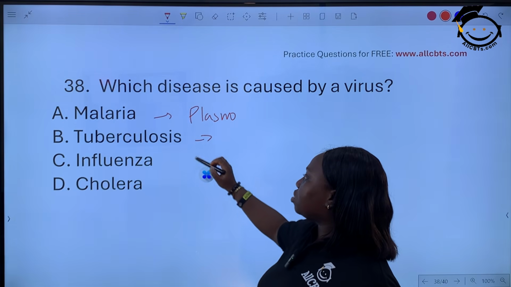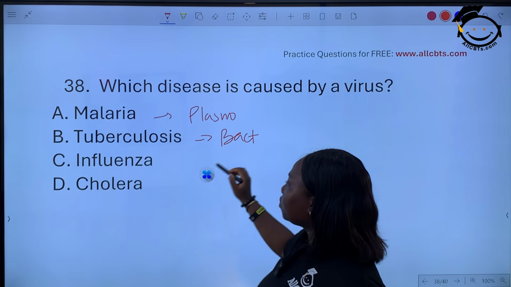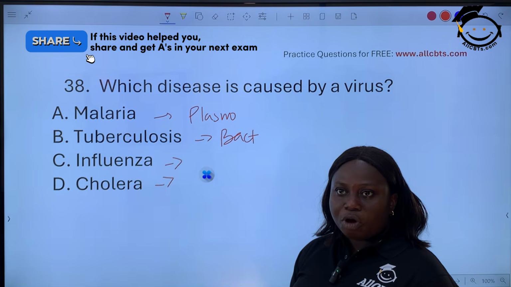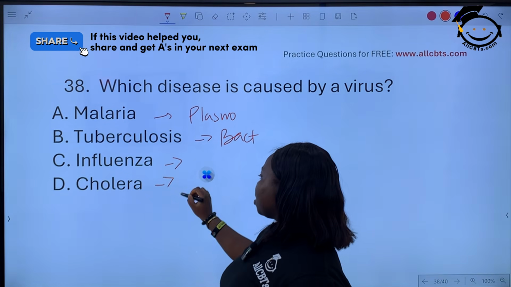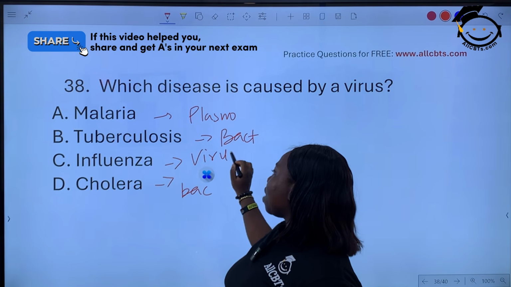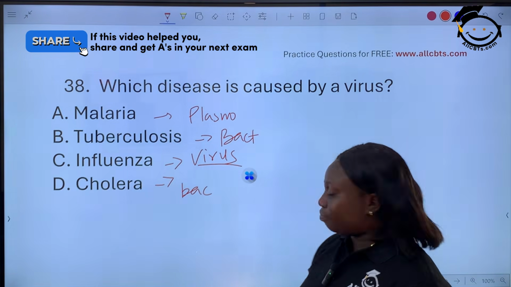Malaria. Malaria is caused by Plasmodium. We have tuberculosis. Tuberculosis is caused by bacteria. Now we have influenza. We have cholera. Cholera is also caused by bacteria. So our answer is influenza. Influenza is caused by the virus.